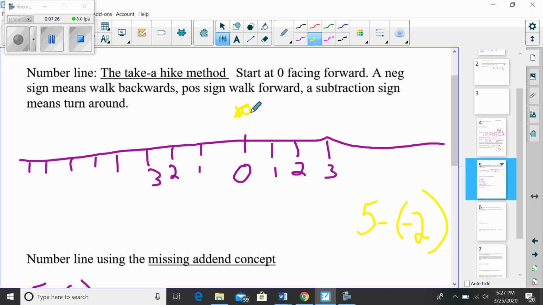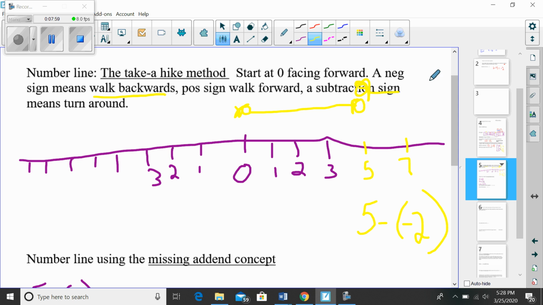So this example would mean walk forward 5. I'd get here to 5, and I'm still facing forward, but then the subtraction sign means turn around. So I turn around, and then the negative means walk backwards. Once I've turned around, I have to walk backwards 2, and I land on 7.